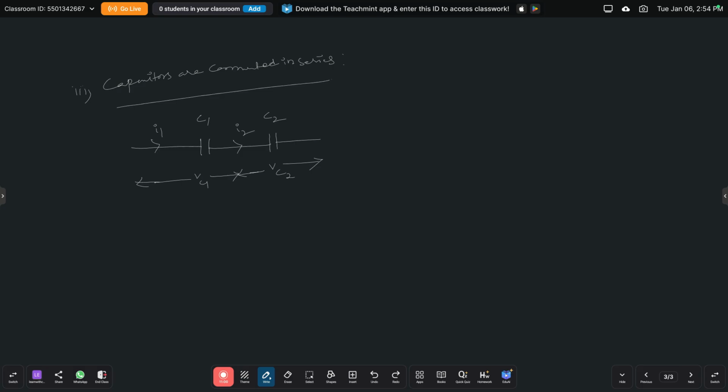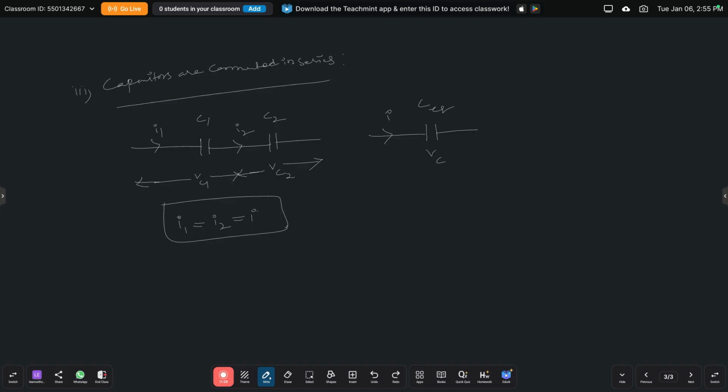For this we have to draw the equivalent circuit also. Here we are taking C1 and C2, but in the equivalent circuit we are taking C equivalent. And here we are taking currents I1 and I2 through C1 and C2, but here we are taking only I. And the voltage drops VC1 and VC2, but here we take only VC. So I1 is equal to I2 equal to I, because it is a series circuit. In a series circuit there will always be the same current.